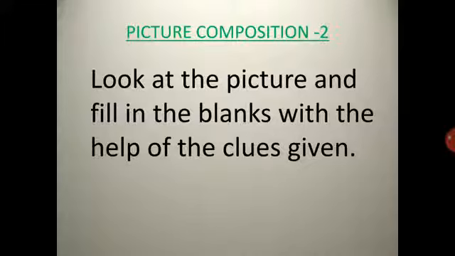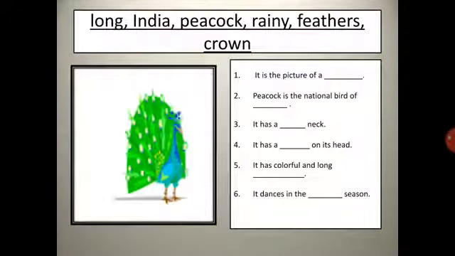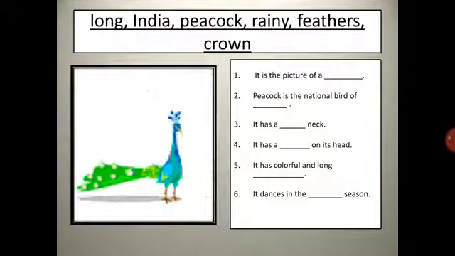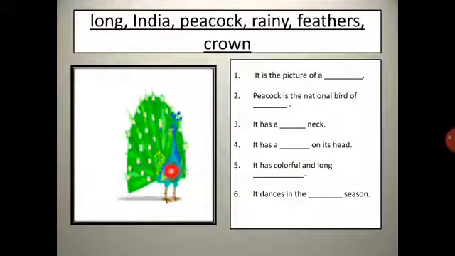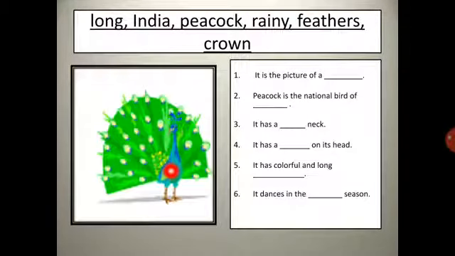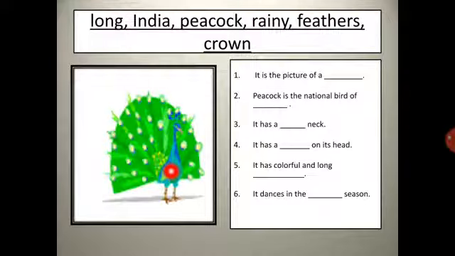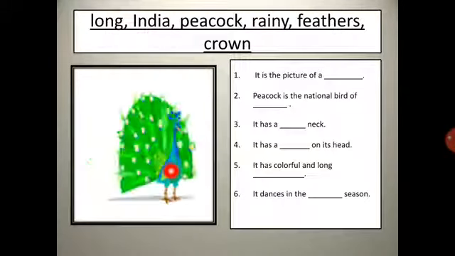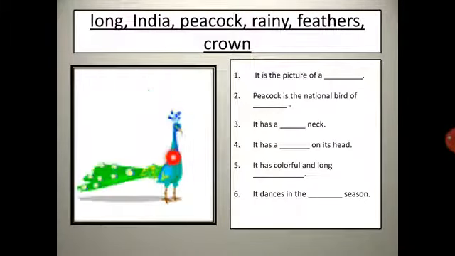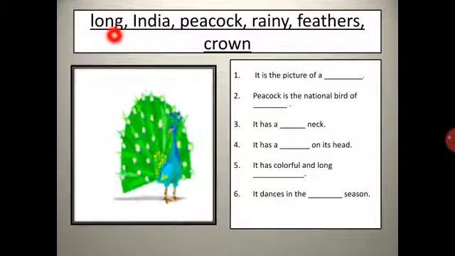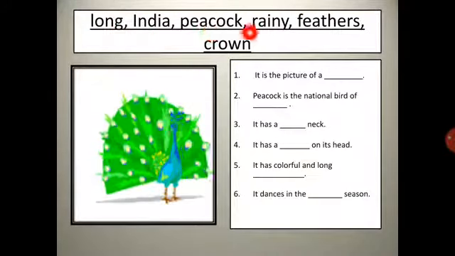Now the picture composition number 2. In this composition, you have to look at the picture and fill in the blanks with the help of the clues given. So let's do it. Now in the picture, you can see this is a picture of a bird. Children, which bird it is? Yes, it is the picture of a peacock. Very good. So the options are given here: long, India, peacock, rainy, feathers, crown.